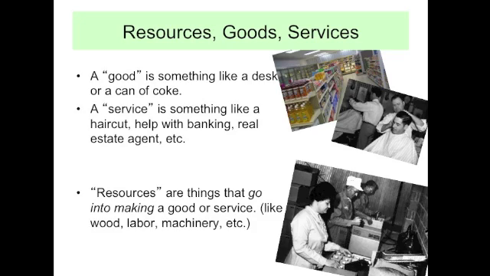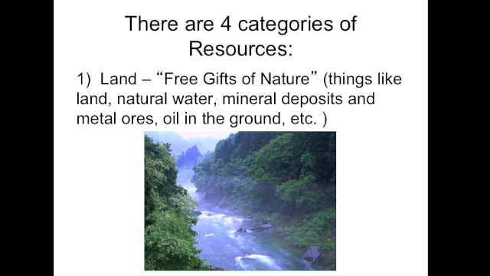Goods and services are the things that you as a consumer buy. You need to make sure to differentiate these from resources, which are the things that go into making the goods and services you buy. There are 4 categories. They include land, which are any naturally occurring things that go into making goods and services.